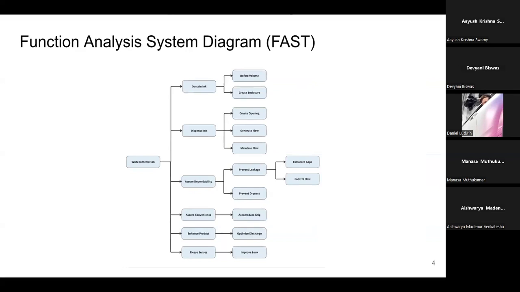We have two main functional branches that relate to writing information, which are containing ink and dispensing ink. Ink is contained by defining the volume and creating an enclosure. Ink is dispensed by creating an opening, generating flow, and maintaining flow.